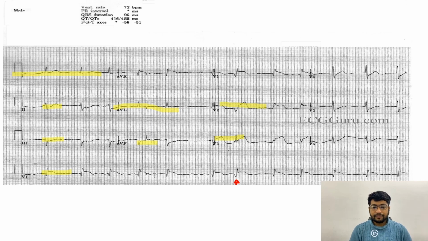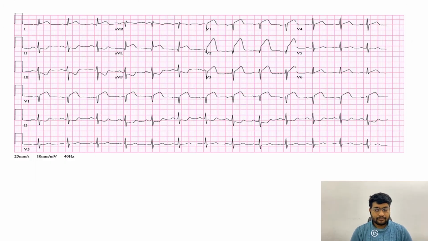Okay. So you may be confused by these ST segment depressions. Well, these ST segment depressions may be due to stress of the left ventricle. Next up, we have this ECG. This again is of 10 millimeter per millivolt, as we can see here. We have one small block elevation in lead 1 and lead AVL.